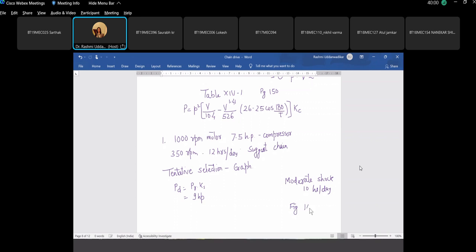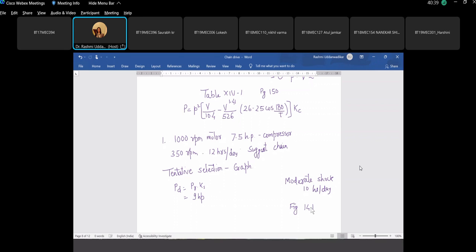Next page. Can you see number of graphs? Those graphs are indicating the type of chain. Now, type of chain is indicated as hash 25, hash 35, hash 40, hash 50, hash 60. So the meaning is hash 25 means 1/4 of an inch. This is the pitch, 1/4 of an inch, which is 6.25 mm. Hash 35 means 3/8 of an inch pitch, hash 40 means half inch pitch, likewise.